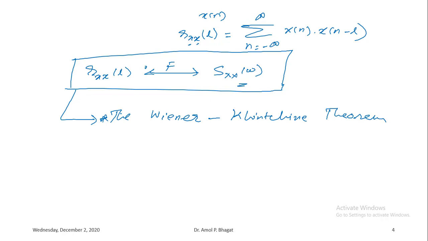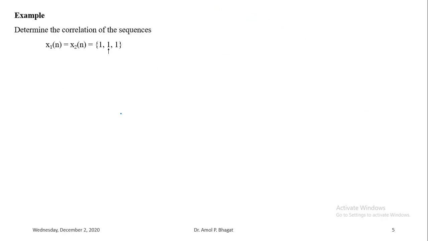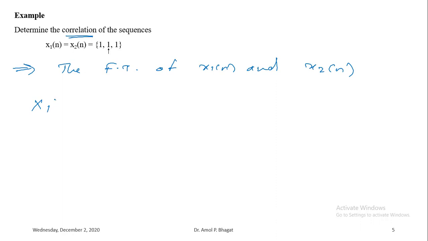Let's see one example where we identify the correlation of the signals x1 of n and x2 of n, which have been given. To identify the correlation of these signals, we first need to find the Fourier transform. The Fourier transform of x1 of n will be X1 of omega, summation n equals minus infinity to infinity of x1 of n times e to the power minus j omega n.